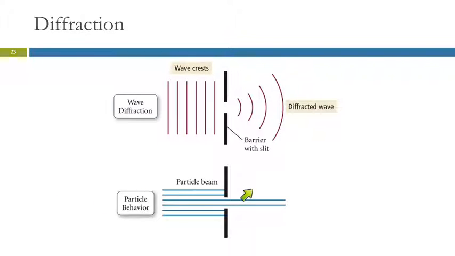If they hit the barrier, they're just going to bounce back or stop. If they hit the slit, they're just going to go straight through. It's not going to cause them to bend. But waves get bent. They diffract. Any questions?